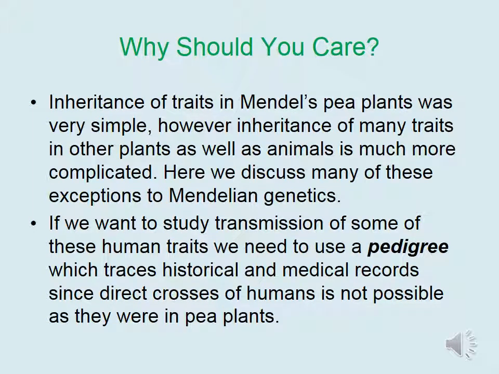Inheritance of traits in Mendel's pea plants was very simple. However, inheritance of many traits in other plants as well as animals is much more complicated. Here we discuss many of these exceptions to Mendelian genetics.